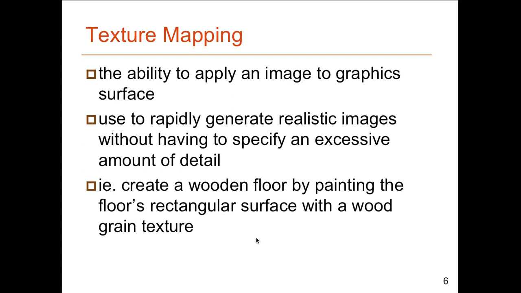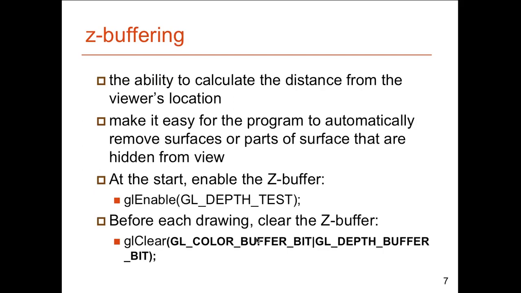Texture mapping. Let's talk about that for a second. The ability to apply an image to graphic surfaces. So we use it to rapidly generate realistic images without having to specify an excessive amount of detail. So create a wood floor by painting the floor's rectangular surface with a wood grain texture. We actually take pictures of wood, and we apply it to the frame.